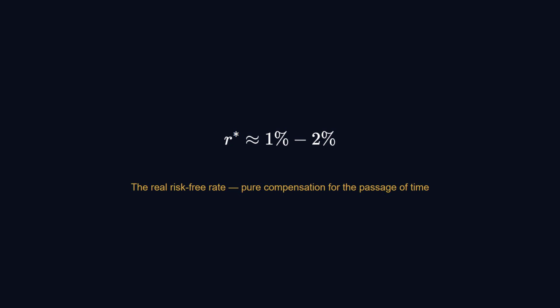Think of it this way. Even in a perfect world where prices never change and no borrower ever defaults, you would still want something for giving up your money today. That something is R star. It compensates you purely for the passage of time.